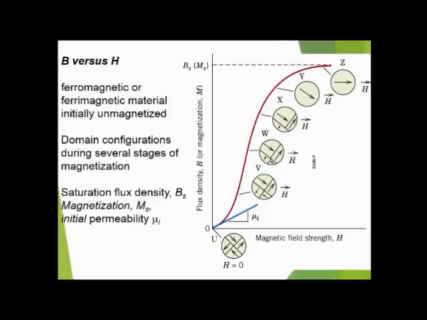Now the important thing is the BH curve, that is, the flux density versus the magnetic field strength curve. This is very important. In the case of a ferromagnetic or ferrimagnetic material, it is initially unmagnetized, and there are domain configurations during the several stages of magnetization. This graph shows how it changes from the origin till the saturation point. At saturation there is flux density Bs and magnetization Ms, and initially permeability mu i. In this case all the values are given. You can see how the value of H changes as it goes from the origin to the saturation value.